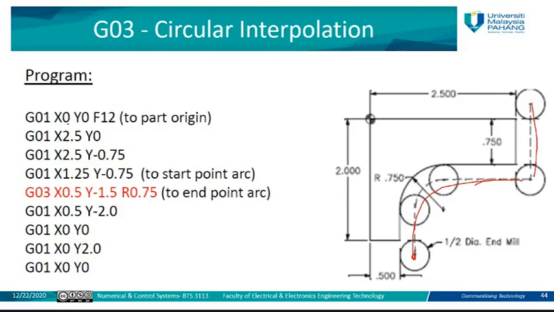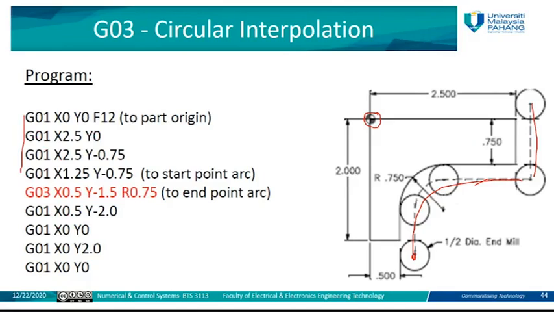So G01, X0, Y0, F12. This is the part of the origin that we have at the 0 point. Then the machine needs to move in a linear line for X 2.5, Y equal to 0. That means in the Y direction it will be 0, and in the X direction it will be 2.5. G03, G01, and so on. All these are just a mix of commands for linear.